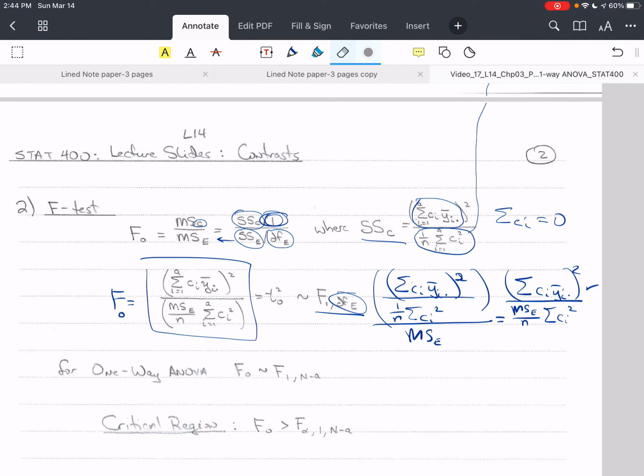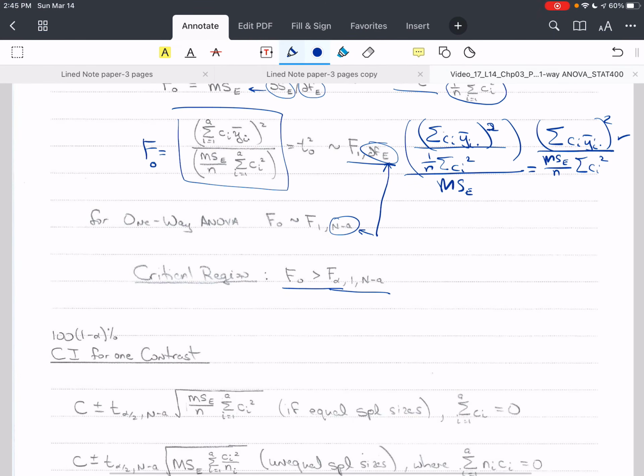All right, so for one-way ANOVA, F naught has an F distribution with 1 degree of freedom in the numerator and n minus a degrees of freedom in the denominator, because for a one-way ANOVA, that's the degrees of freedom of error. So you can see that I'm setting this up to be expanded to two-way, three-way, etc., because I'm saying that we have the degrees of freedom error, but in the one-way, that's n minus a. In the two-way, that's something different. And the critical region will be when F naught is greater than F sub alpha, 1 degree of freedom in the numerator, n minus a degrees of freedom in the denominator. So that's our rejection region, or critical region.